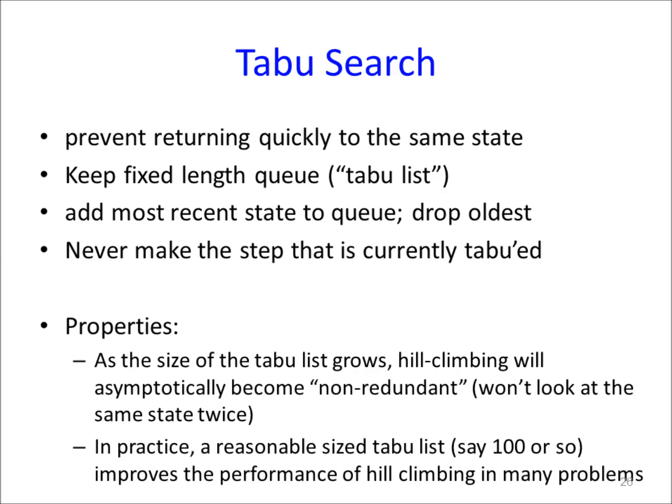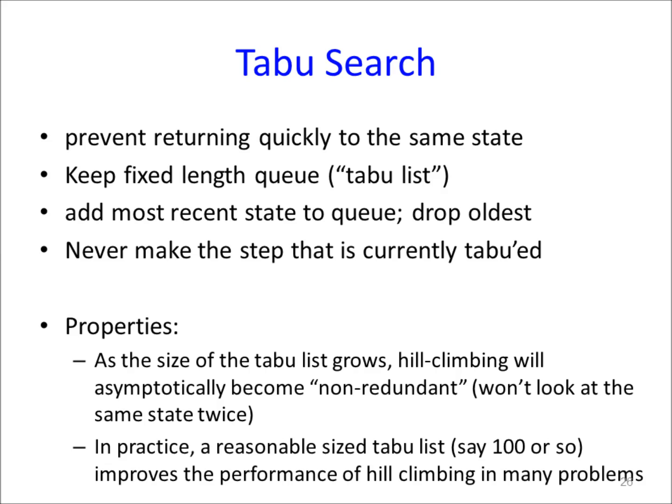And this is not a typo. So we keep a fixed length queue called the taboo list. Add the most recent state to the queue, drop the older state, never make the step that is currently taboo. Now, let's think about this a little bit. If my taboo list is 0, we are greedy local search. It is sideways.